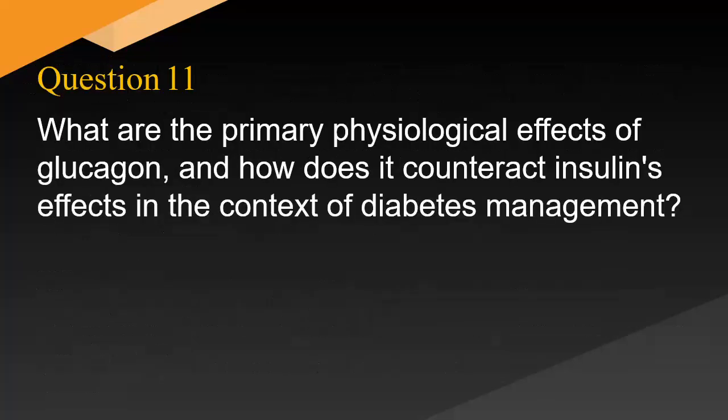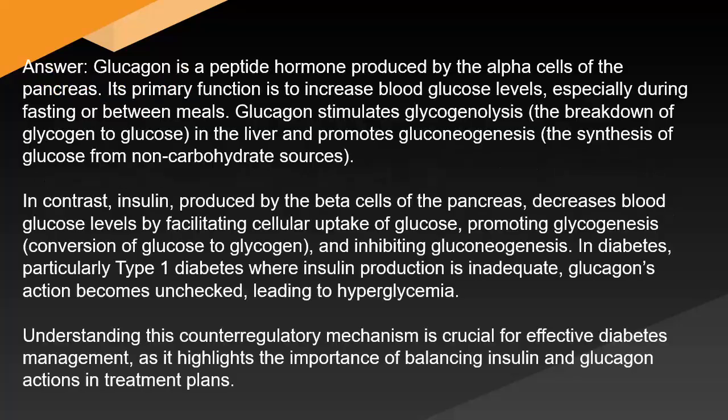What are the primary physiological effects of glucagon, and how does it counteract insulin's effects in the context of diabetes management? Answer: glucagon is a peptide hormone produced by the alpha cells of the pancreas.